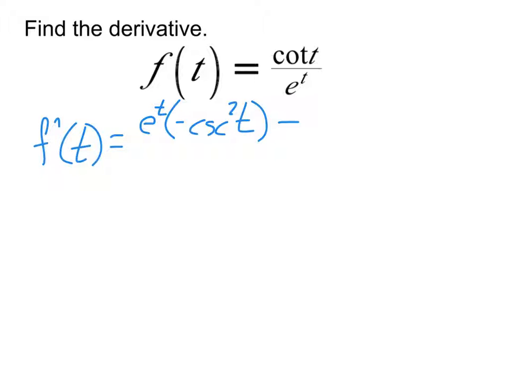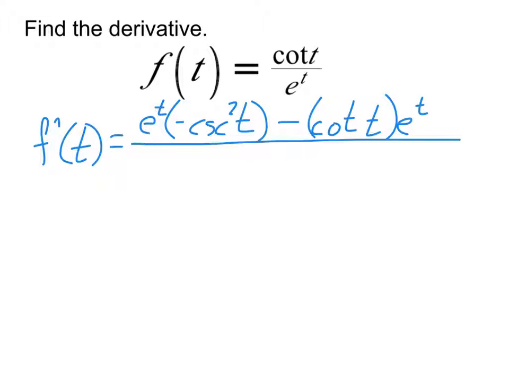All right, then minus. We just did low d high, so the next step is high d low. So high means cotangent of t, and then times the derivative of the bottom of the fraction. So the derivative of e to the t, of course, is e to the t. I'm just going to put parentheses around that to keep it all separated and clear about what is where. And then that is all over the square of what's below, so that is e to the t squared. All right, and we have now successfully found the derivative using the quotient rule.